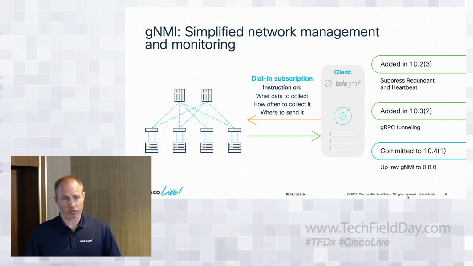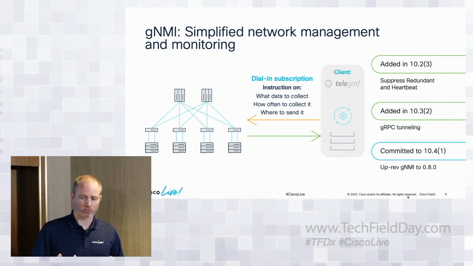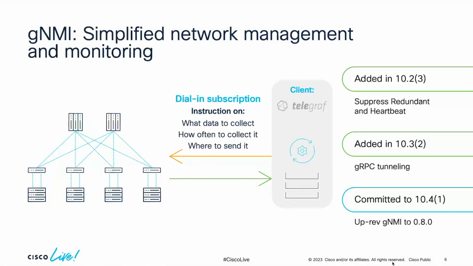This is just looking at some of the capabilities that we added in our more recent releases. We added suppress redundant and heartbeat. This means suppress redundant data. So if the data hasn't changed, don't send me that information. That's essentially to reduce the load on the switch for sending the information, reduce the load on the collector for receiving it, and reduce the load on the database for storing redundant information.